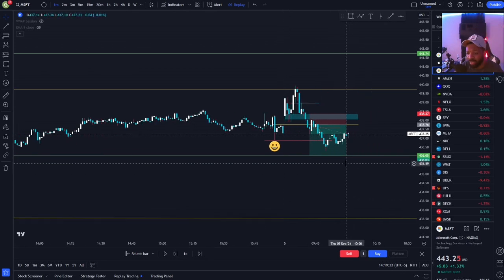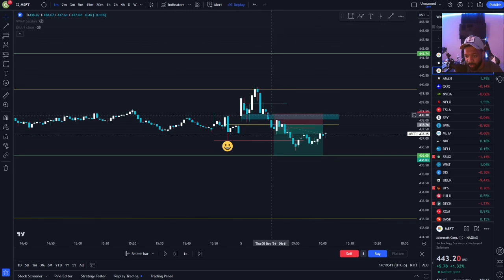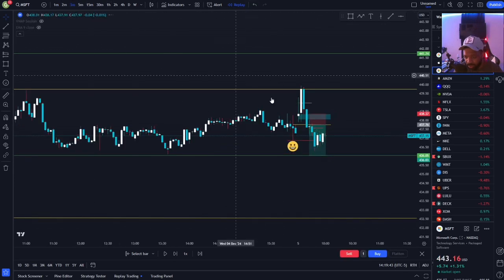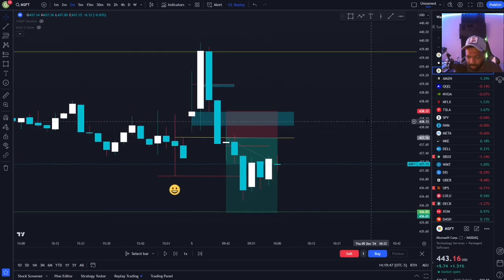So, very simple, man. Very simple trade off of the gap inversion here. Opening gap was here. We inverted it. We retested into a 3 minute fair value gap, which was here, right? And I'll show you guys that fair value gap. Okay. Fair value gap is right here.